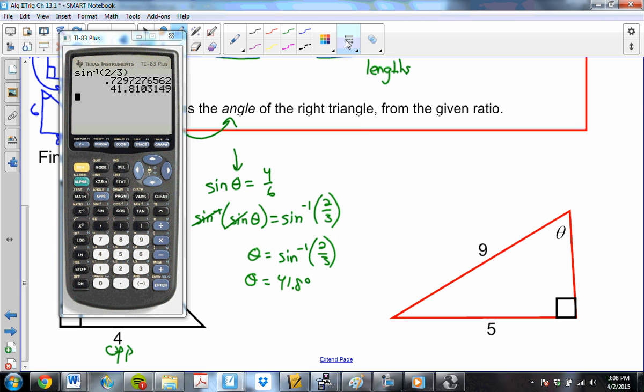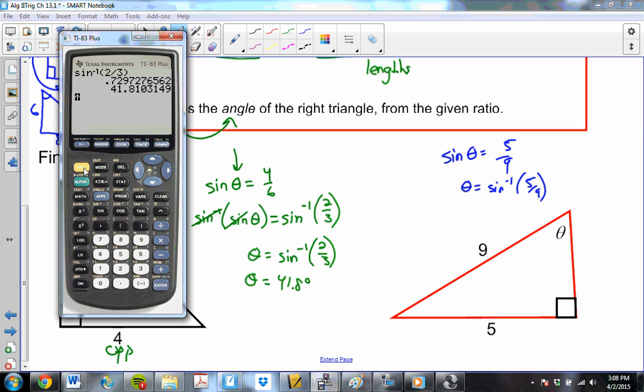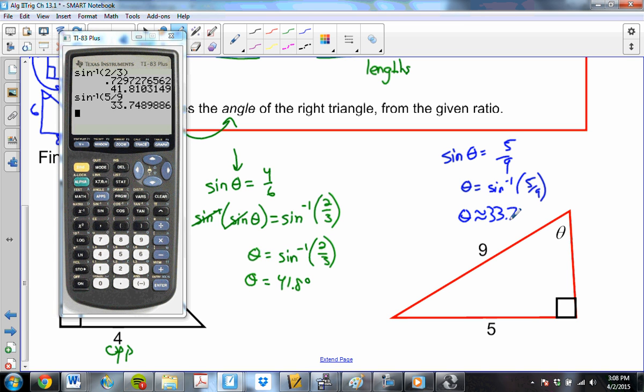Over here, the sine of theta is 5/9, so theta is going to be the sine inverse of 5/9, which is 33.7 degrees. If the angle measure never actually looks like the triangle, don't worry about it. I'm just kind of sketching pictures and going for it. They might look right, they might look not. That's not the issue. As long as the math works out, that's what matters.